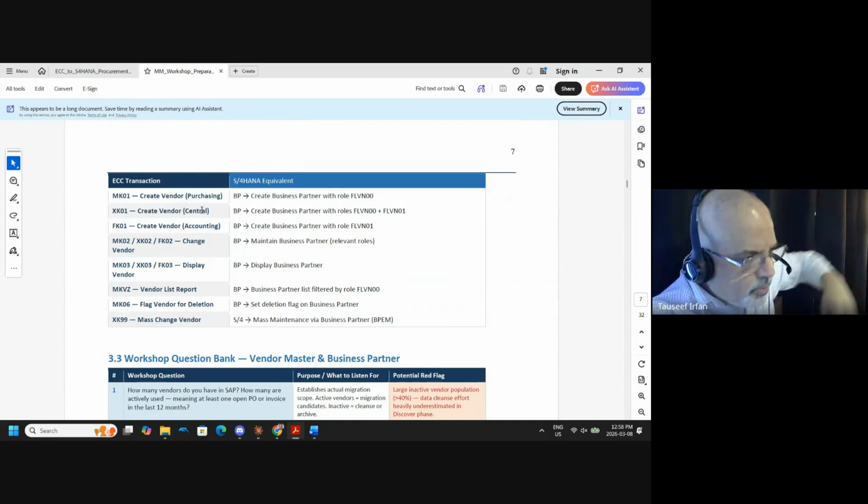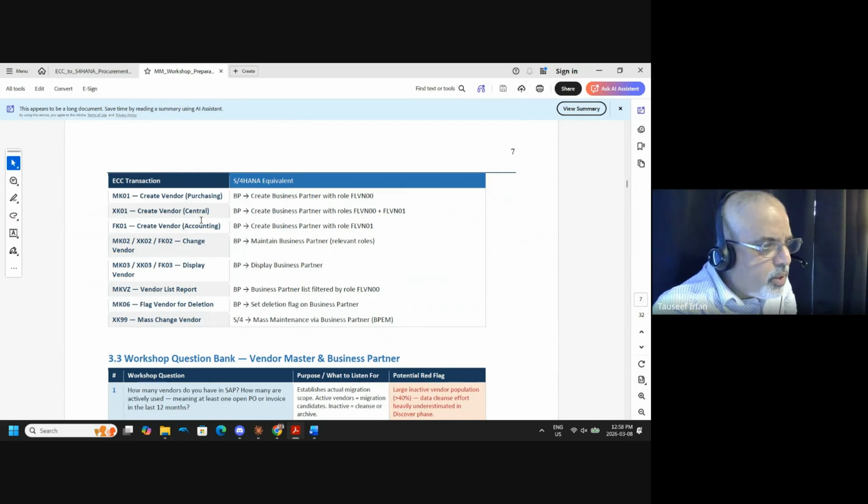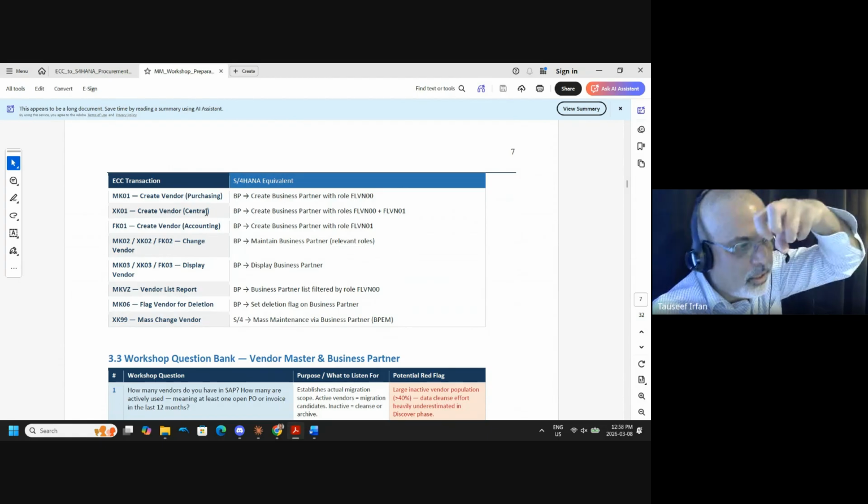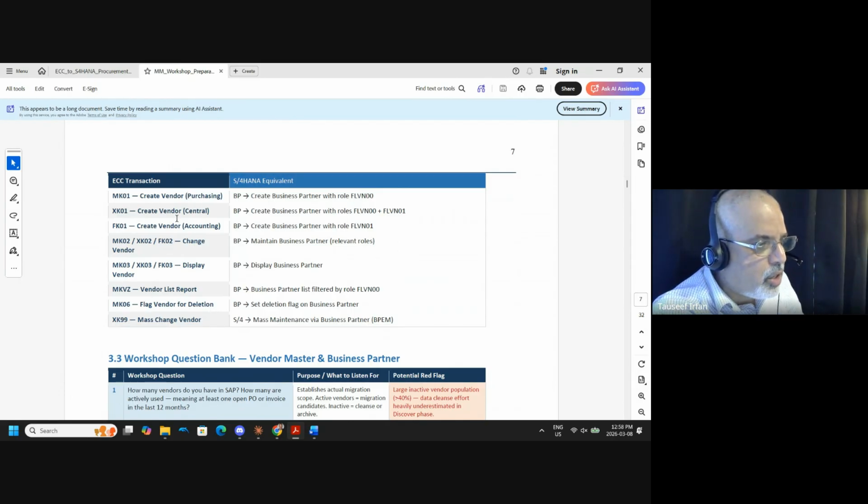Which has both... no, not the client level. It has both purchasing and accounting. Central means consolidated. In ECC language, central means consolidated, both purchasing and accounting. You can do it here. But if you don't want to do central, you just want to create purchasing data, use MK01 in ECC, and here use BP and then create a role FLVN00.